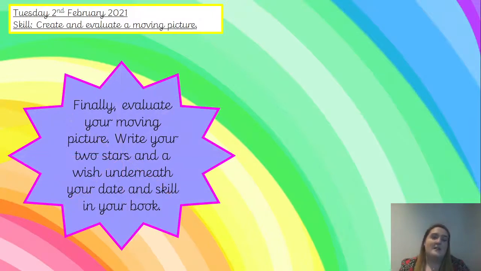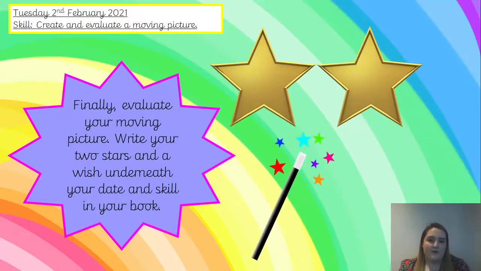And then once you have done that, if you would like to, I would like you finally, as your plenary for today, to evaluate your moving picture. Now, evaluating means we need to think what went really well and how we could make it even better. So underneath your skill and your date, you are going to write your 2 stars and a wish. Now we know 2 stars and a wish really well in year 2. Remember, 2 stars is 2 things that you think went really, really well, that you're really pleased with. And a wish is something that you think could be even better about your design. So I would like you to pause the video and write your 2 stars and a wish about your moving picture now, please.